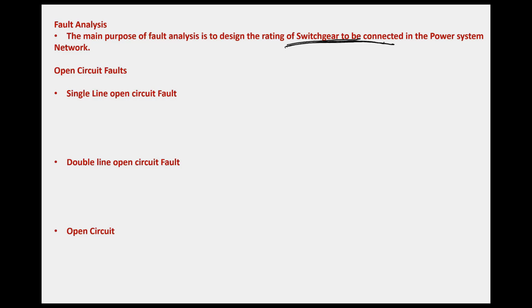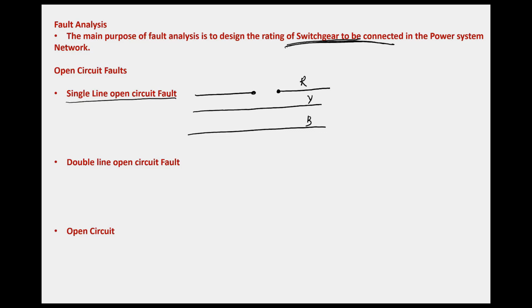Okay. The different kinds of faults are open circuit faults, short circuit faults, and other kinds of faults. The first one is, since our power system is a 3-phase network, if one conductor in the 3-phase system gets open circuited, that is, if the R phase conductor gets open circuited and the remaining 2 are healthy, then it is called a single line open circuit fault. It is a fault.